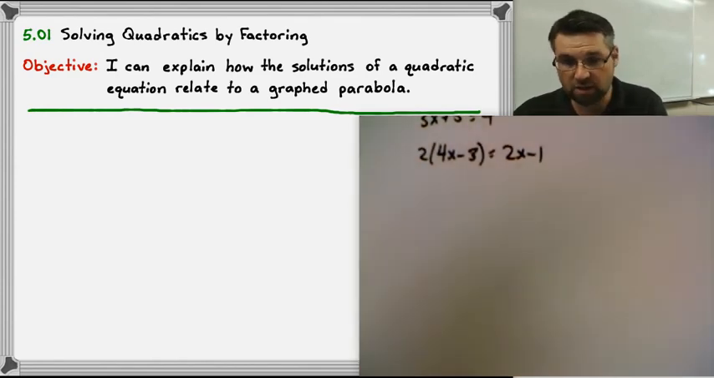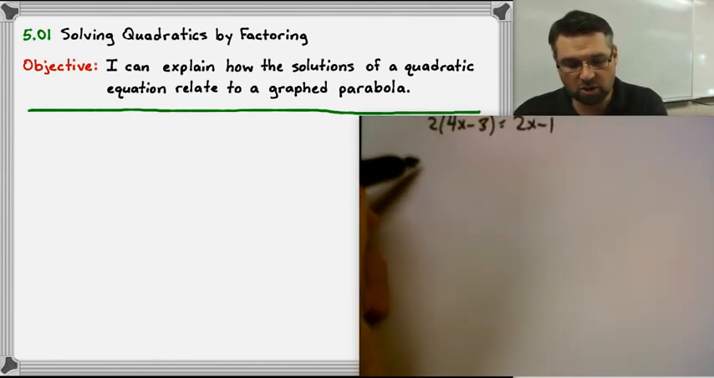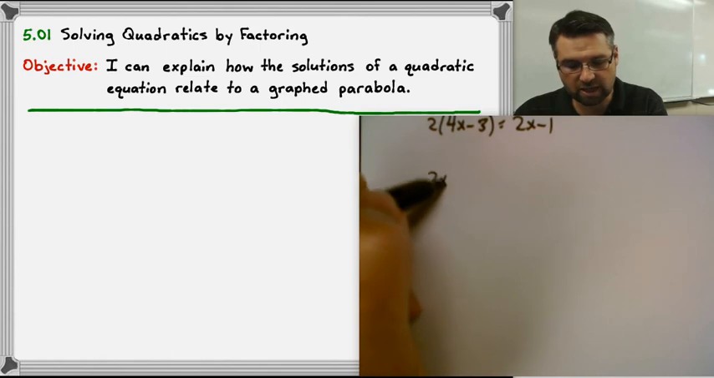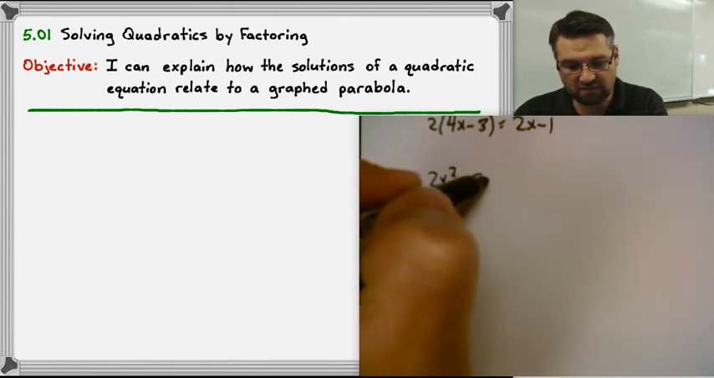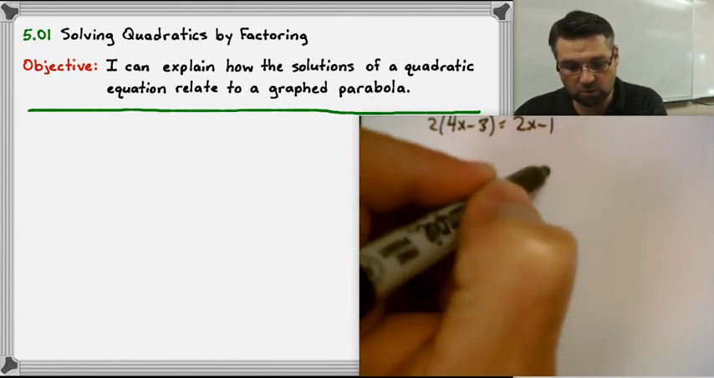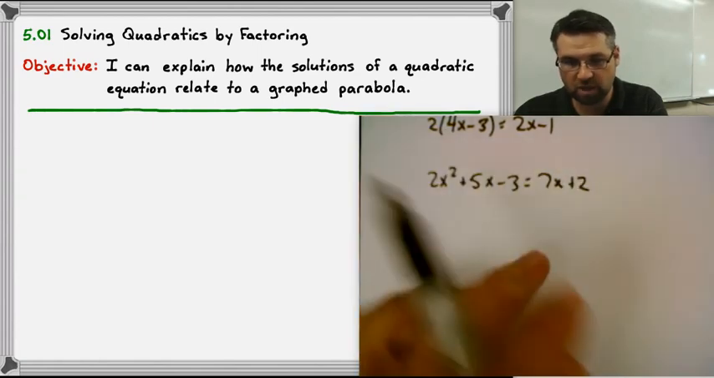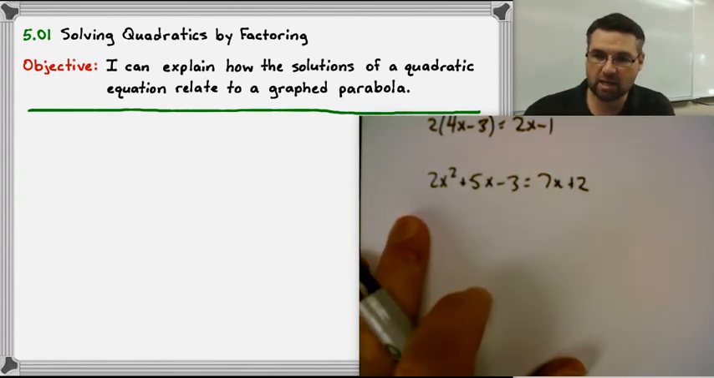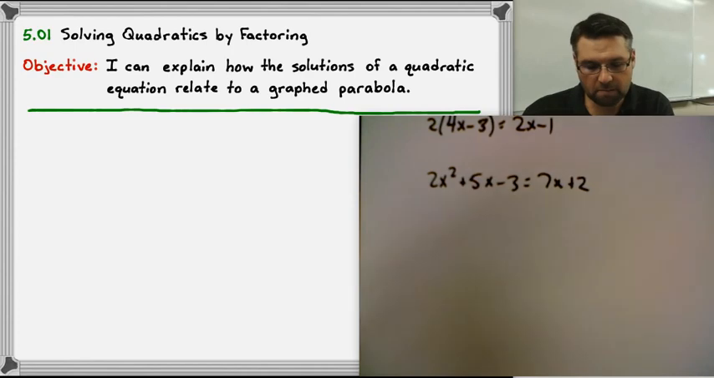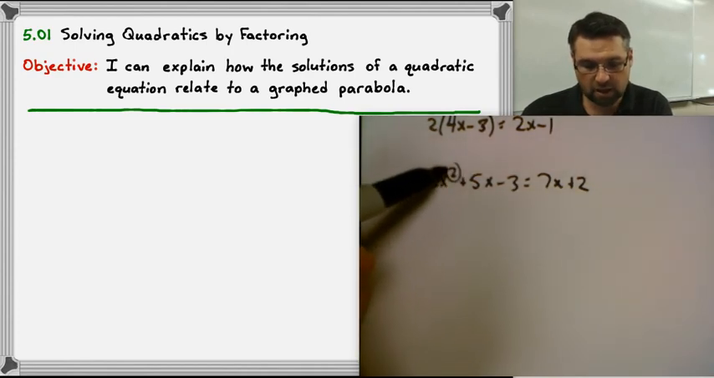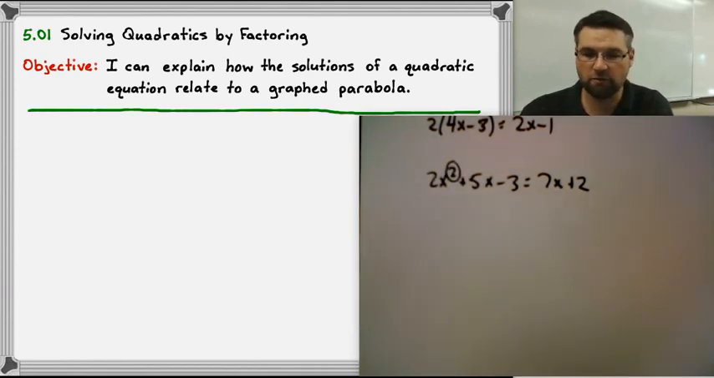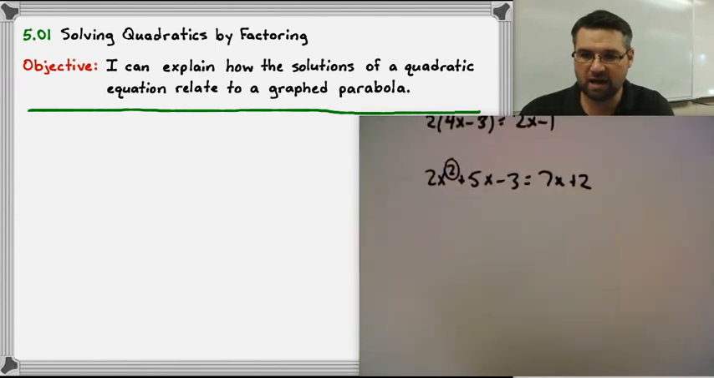And so how do I know that I'm solving a quadratic? Well, when the equation says something like this, 2x squared plus 5x minus 3 equals 7x plus 2. We know that this is a quadratic equation to solve because the highest exponent here is 2. So we're going to learn how to solve equations that have an exponent of 2 in them. That's our goal for today.